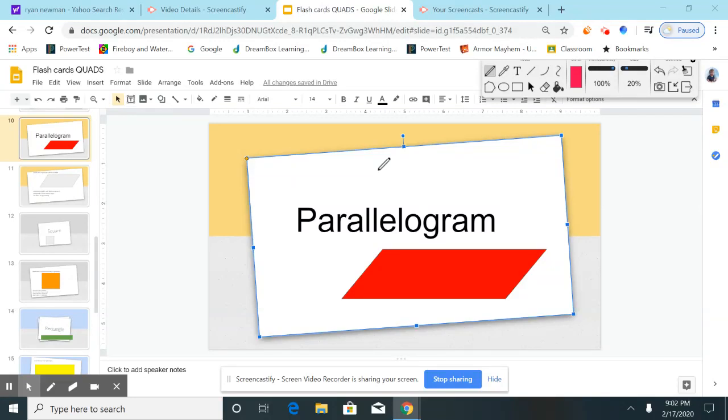Okay, we are starting again. This is going to be card number 5, and we're going to do our examples of quadrilateral. So it should go a little bit faster now. Number 5 is a parallelogram. This is our first type of quadrilateral.